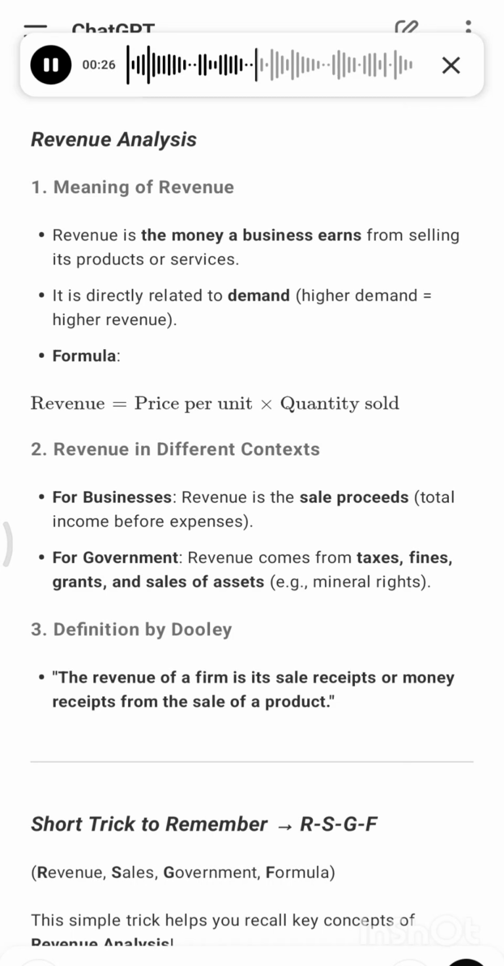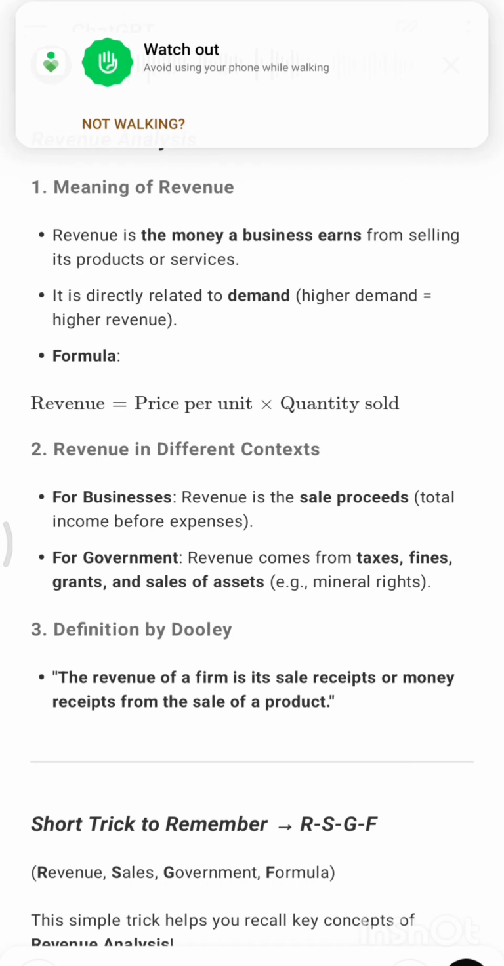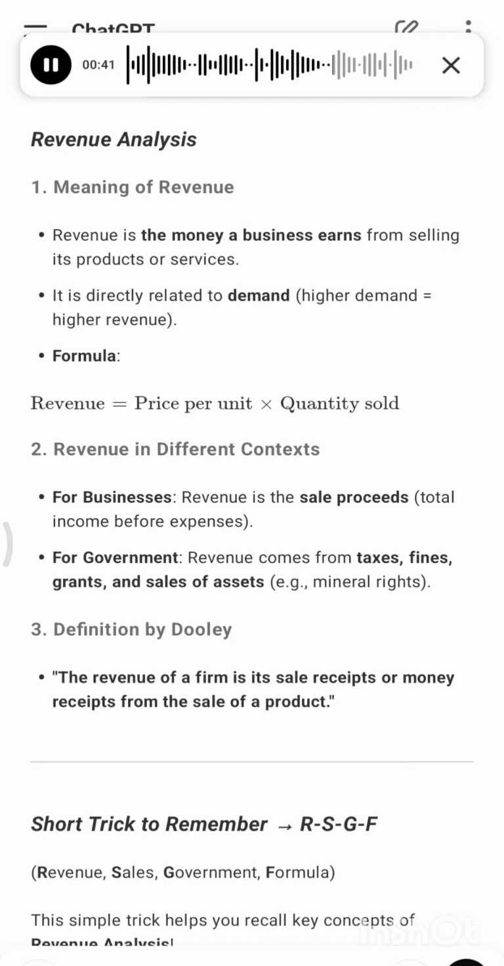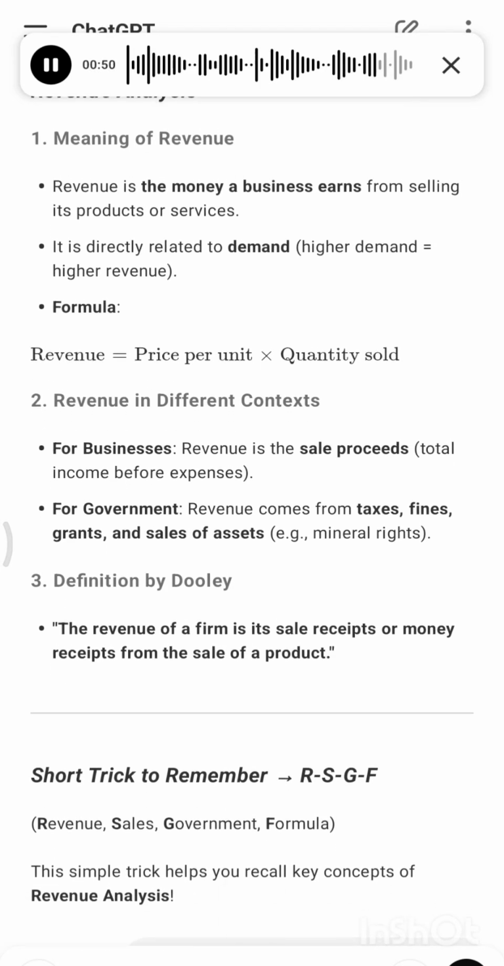2. Revenue in different contexts. For businesses, revenue is the sale proceeds, total income before expenses. For government, revenue comes from taxes, fines, grants, and sales of assets, e.g., mineral rights. 3. Definition by Dooley: the revenue of a firm is its sale receipts or money receipts from the sale of a product. Short trick to remember: RSG, revenue, sales, government, formula. This simple trick helps you recall key concepts of revenue analysis.